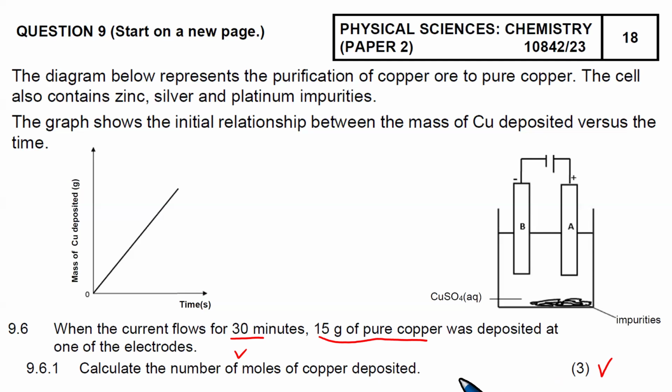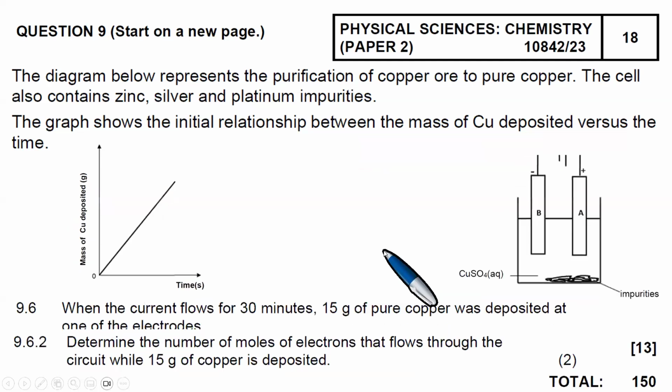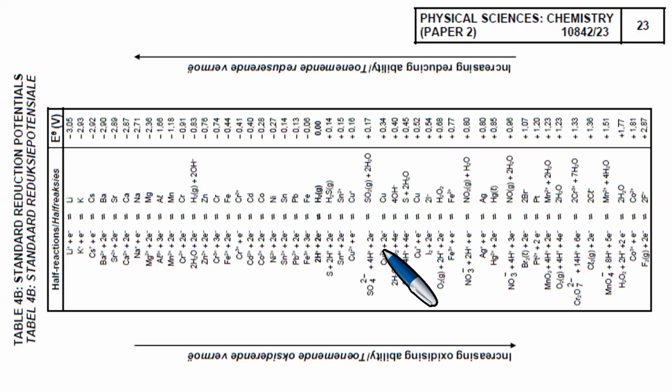Okay, I think that the formula that we are going to use is n is equal to small m over capital M. Well done. So the number of moles of copper is mass over molar mass. So the mass is 15 grams divided by. What is the molar mass of copper?